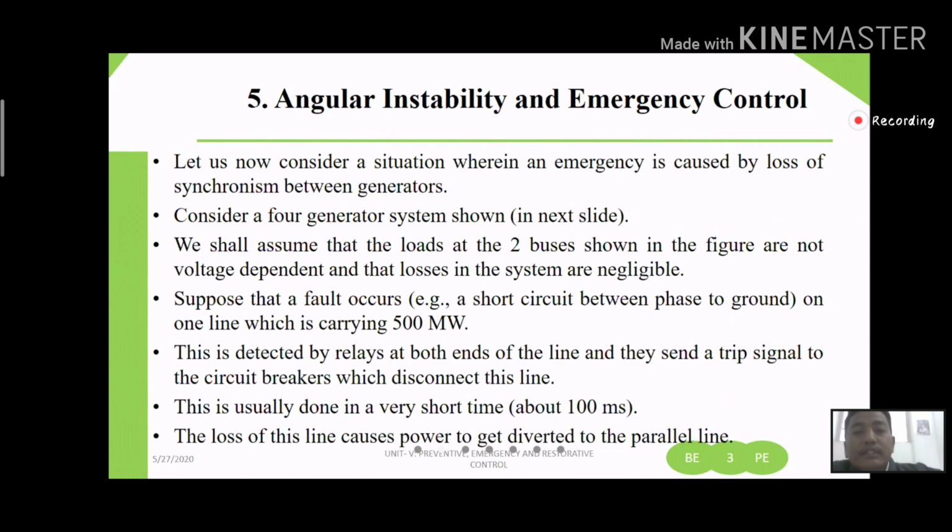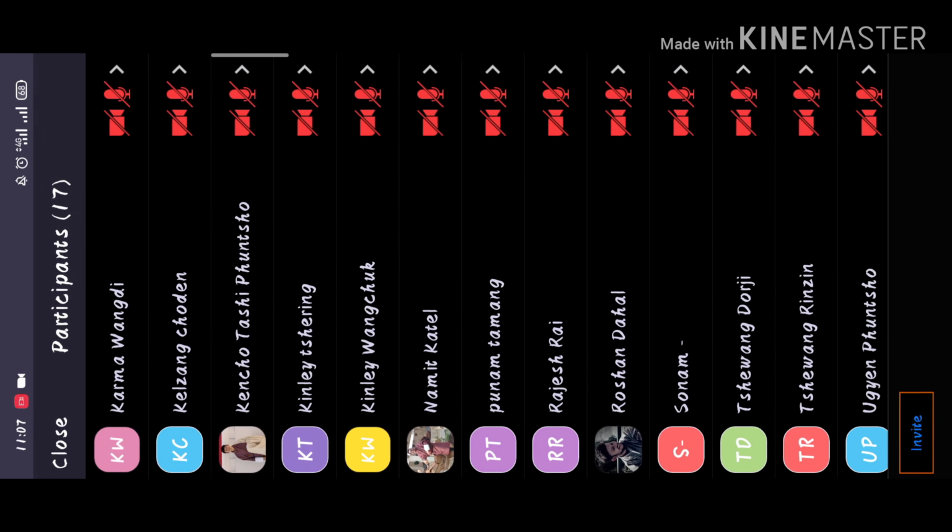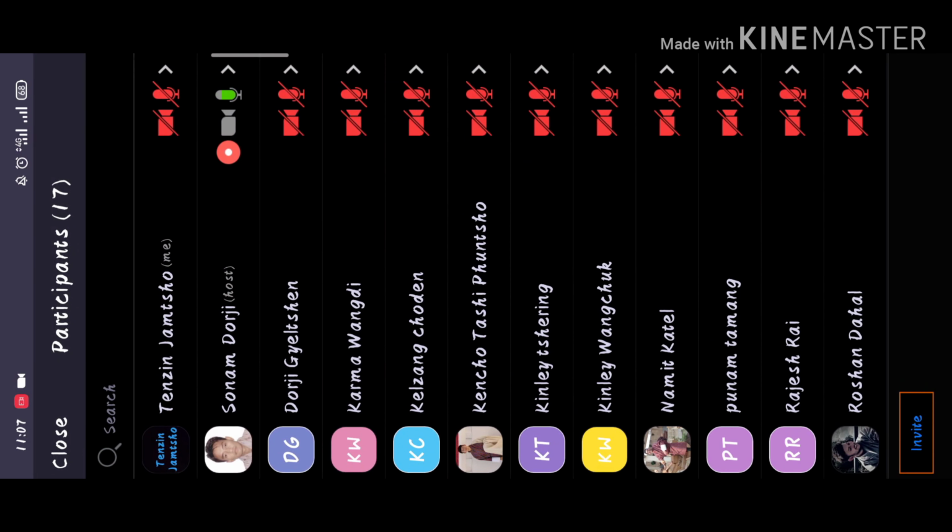So today we will be seeing what happens if there is loss of synchronism between generators. When there is loss of synchronism between the generators, we call it angular instability. If there is angular instability, then how do we carry out the emergency control? So today we'll learn about angular instability and emergency control.